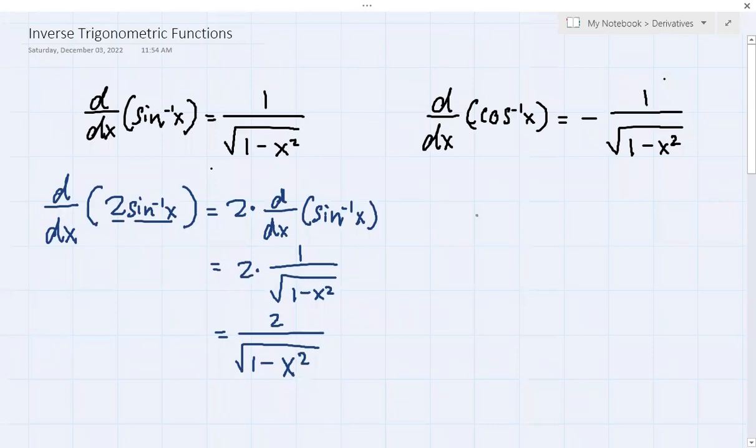So let's have another example. Sabihin natin we have the derivative of 1/2 of arc sine. So in here, we have a constant na 1/2. So ilagay natin siya dito, 1/2 times derivative ng arc sine.